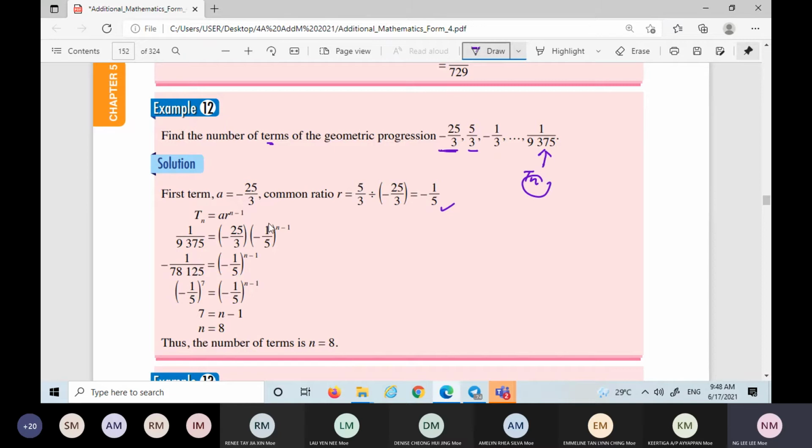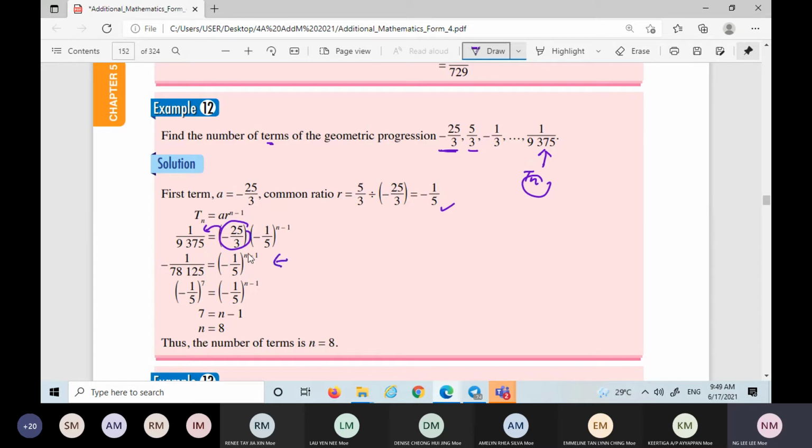Put it inside the formula, with the last term as the Tn. So 1 over 9375 as the Tn. This one is the A, this one is the R, and the power n minus 1. Next, this one we bring to this side, it becomes divide. Then this is what you get.